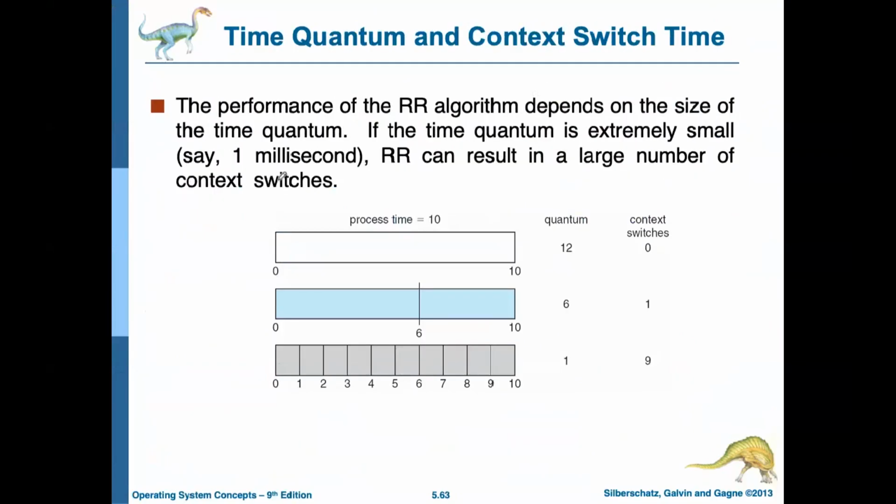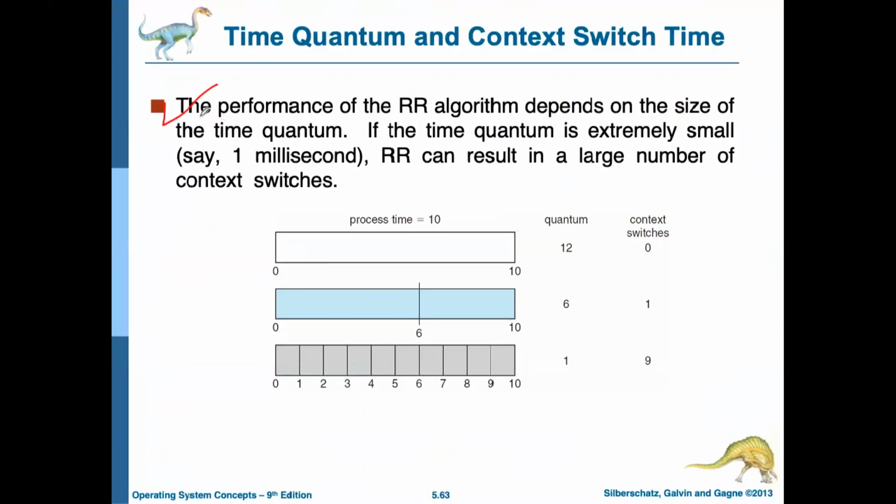Time quantum and context switch time. The performance of the RR algorithm depends on the size of the time quantum. Normally all the algorithms came from research work, and then they come into these books, and then into this class, to explain the concept. All right, operating system.